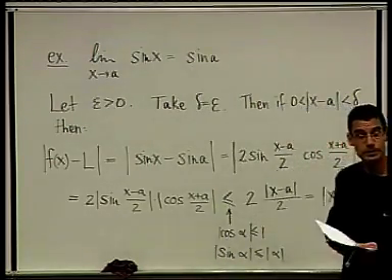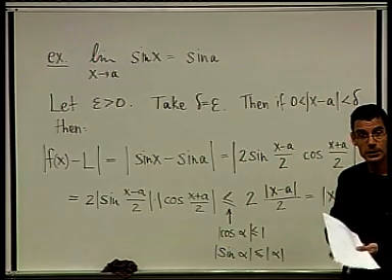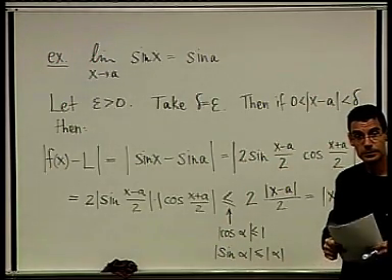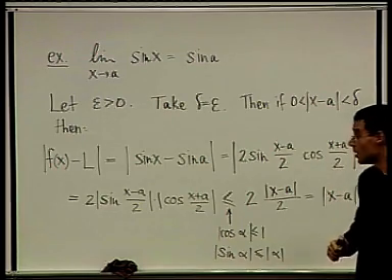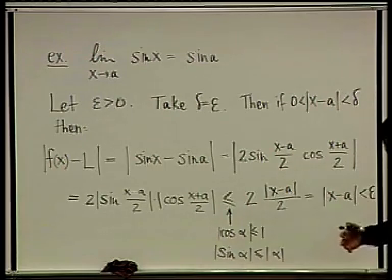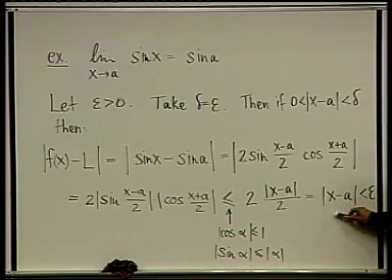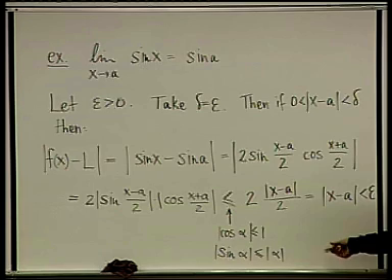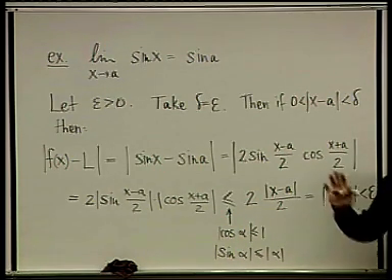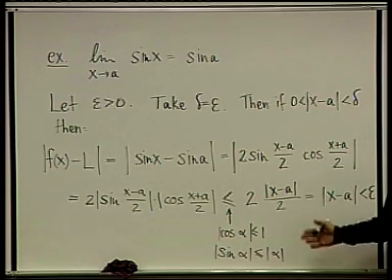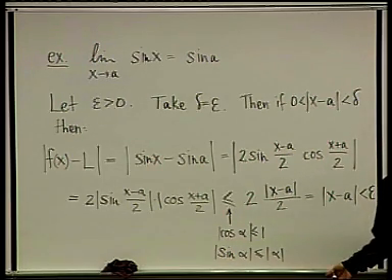Yes? So if it ended up that x minus a was over 5, then you would do delta equals 5 epsilon. Yes, for example. The question was, if I got x minus a divided by 5, would I take delta to be 5 epsilon? Yes. I'm defining delta per epsilon. But in general, you can get very, very complicated things.